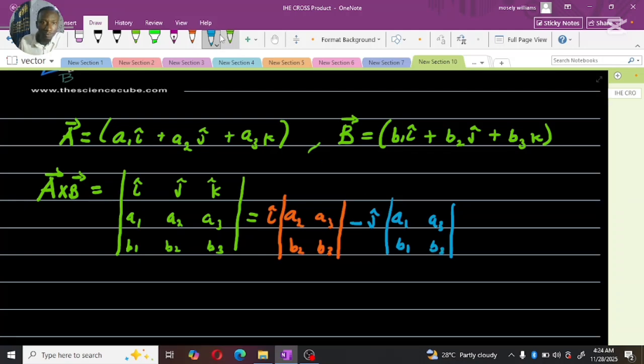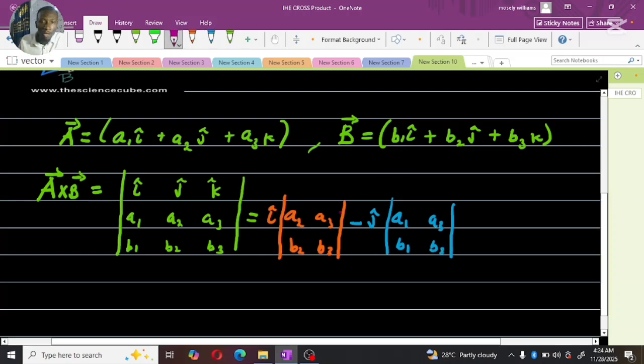In the same vein, if we want to find for k now, we have plus k. You already know what we are going to do. We cross out, where can we find k? First row, third column. What do we have? We have A1, A2, B1 and B2. It's as simple as that.